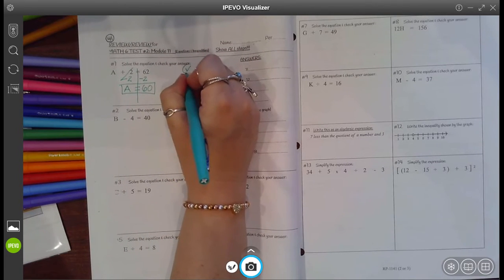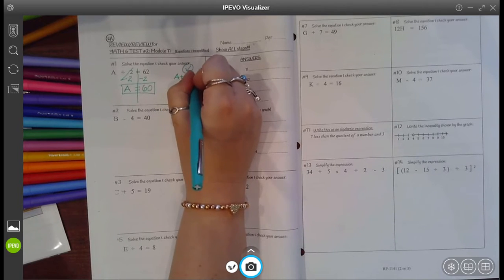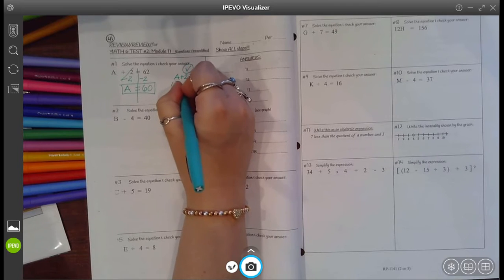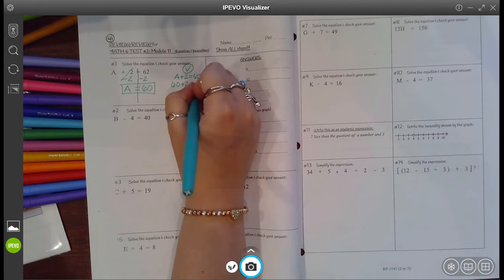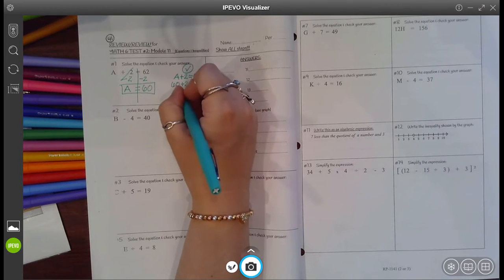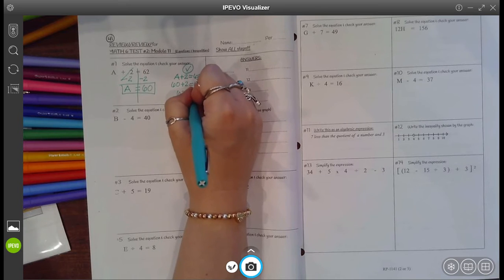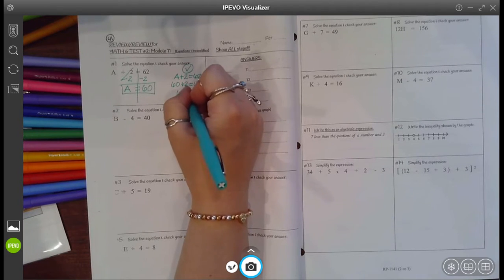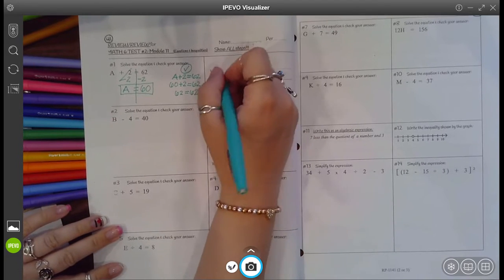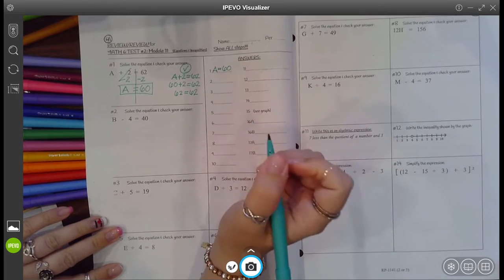And if you're feeling unsure about yourself, you always plug it back in to check, which means you write the original equation, and substitute in what you think the answer is. So I replaced a with 60, and then you simplify. 60 plus 2 is 62. Bring down your equals, bring down your 62. You get a true statement, so you know that a equals 60 is the right answer. So you can put a equals 60 or just 60.